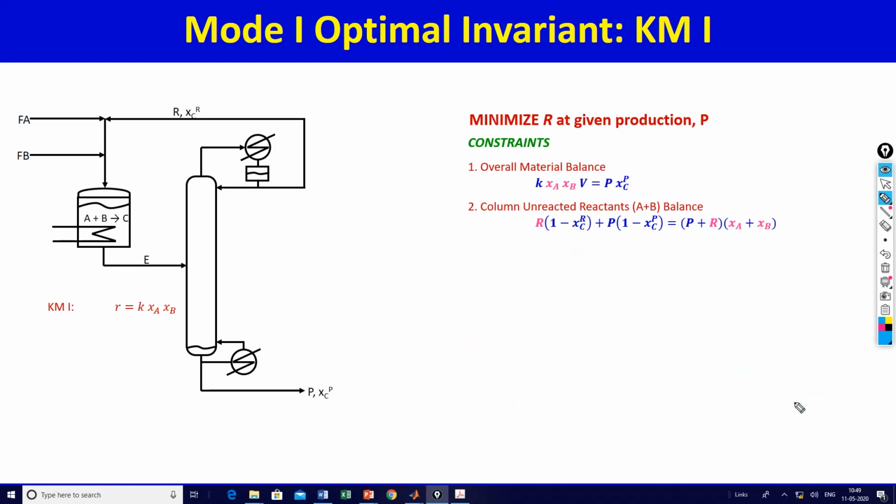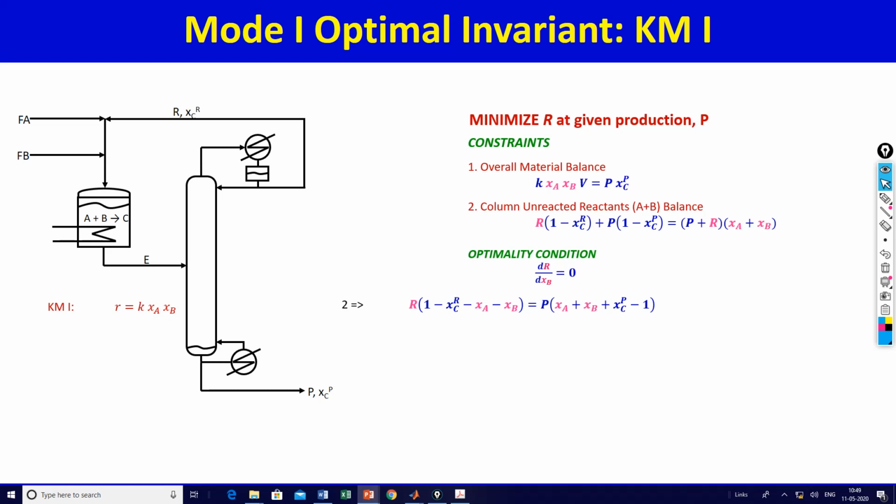Okay, so that's what I'm going to reiterate here. The optimality condition, of course, treating xb as independent, is dR/dxb must be equal to 0, where we're taking xb as the variable corresponding to the unconstrained degree of freedom.